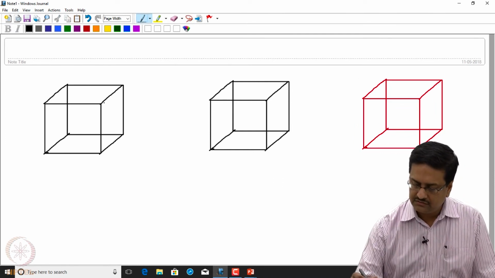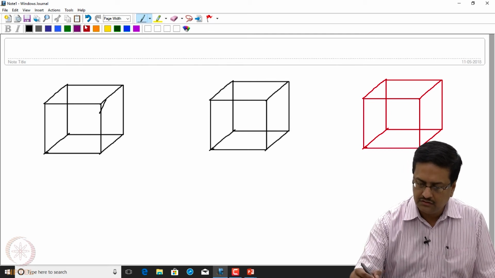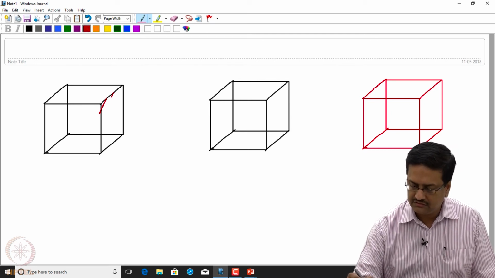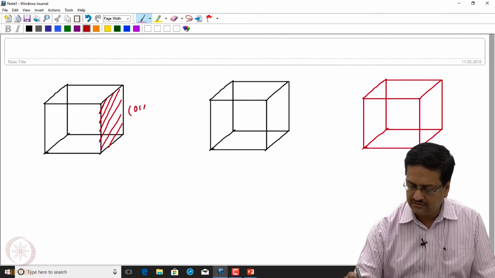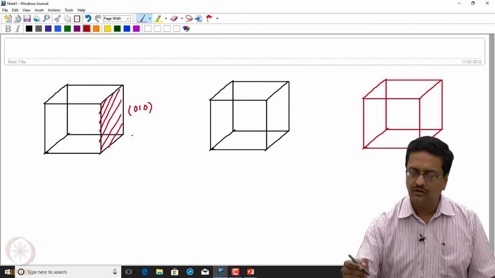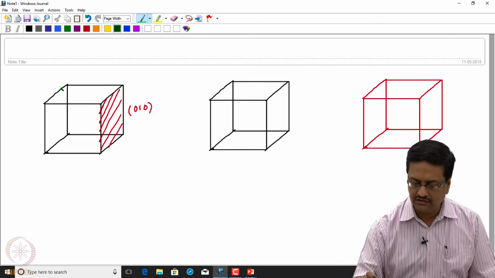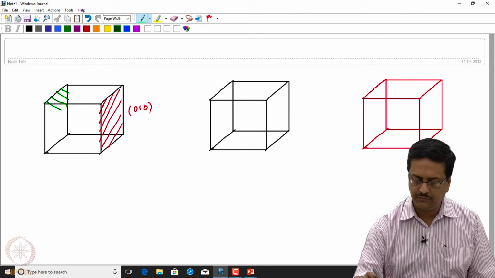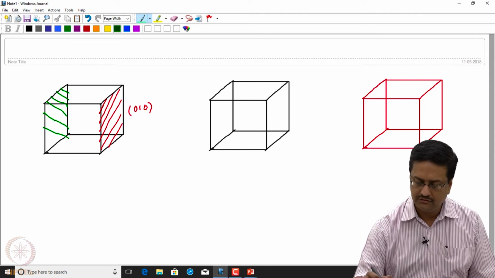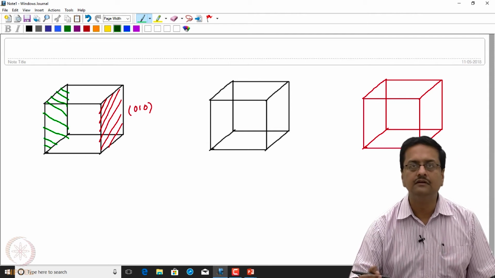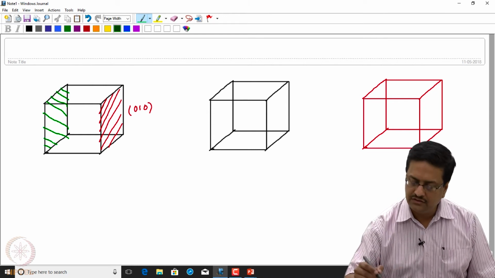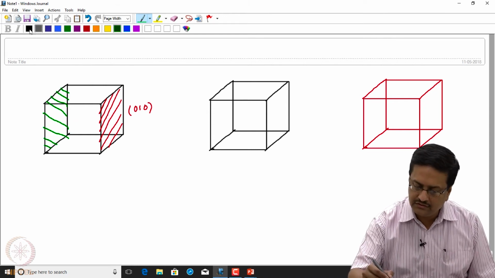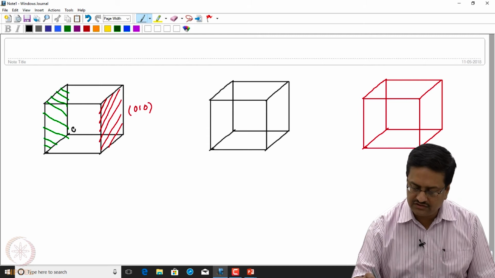We have seen that the plane which is here is designated as 0, 1, 0. What should be the designation of that particular plane? You see that this particular plane is passing through the origin.